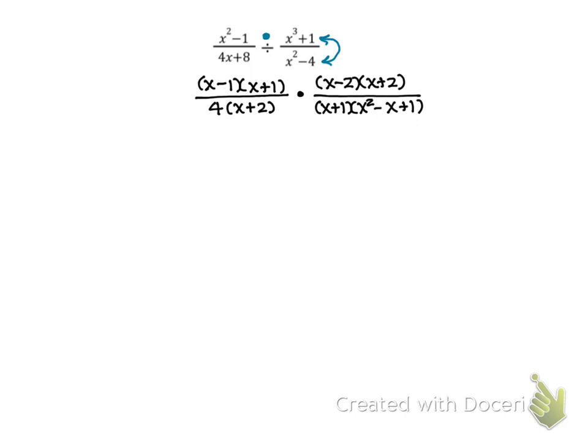All right, I see an x plus 1 and an x plus 1, so let's get those out of there. I see an x plus 2 and an x plus 2, so let's get those out of there. Do I have anything else? I don't think so. So let's go ahead and write out what we have left over. So what we're going to have on the top is an x minus 1 times an x minus 2 all over, and then we have a 4 times x squared minus x plus 1. Okay, so we still need to do our excluded values.